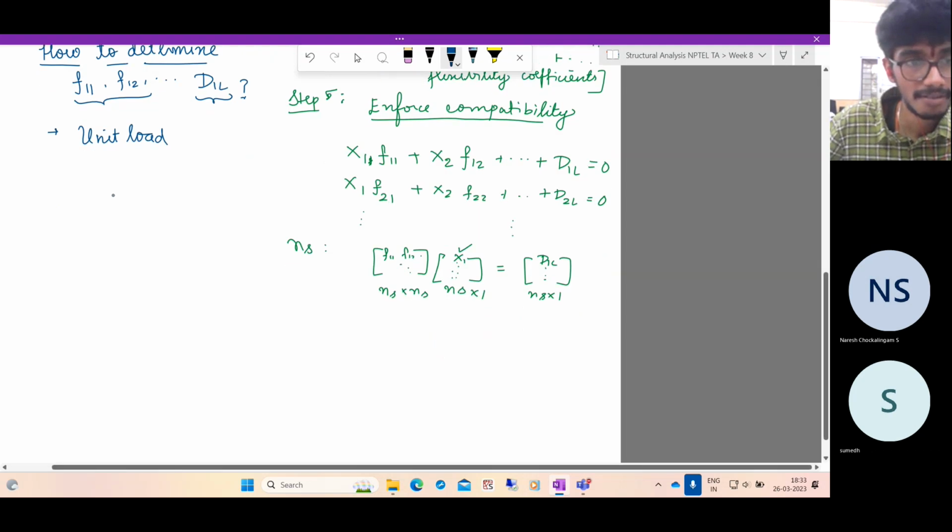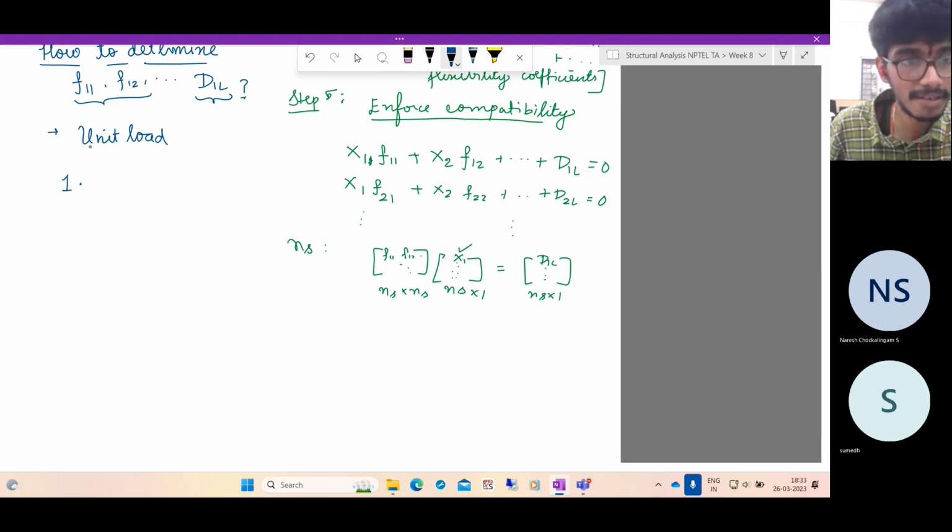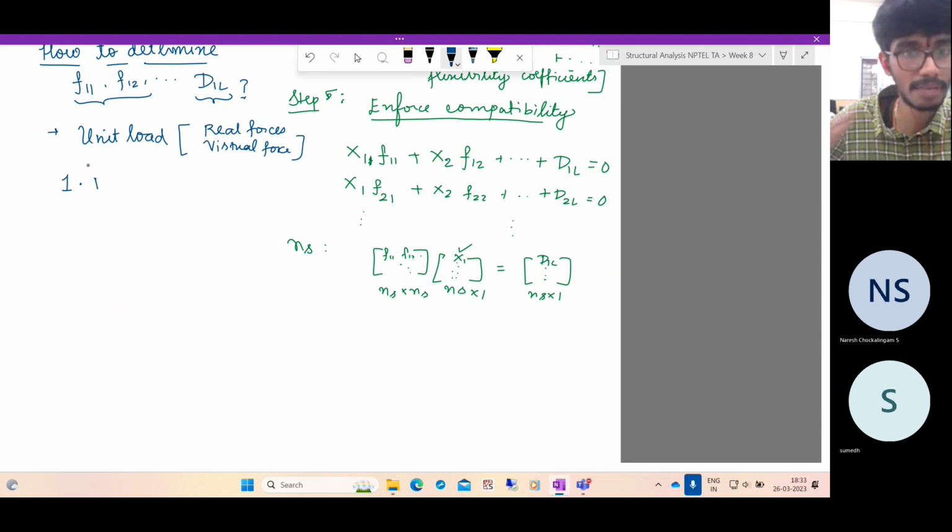So if you remember the unit load method, what do we do? We apply a unit load. And what is the displacement due to the unit load? We have the real forces and the virtual forces. We apply a unit virtual force, and let us assume that the real forces are already applied. So we apply a unit virtual force and then we apply the real forces.